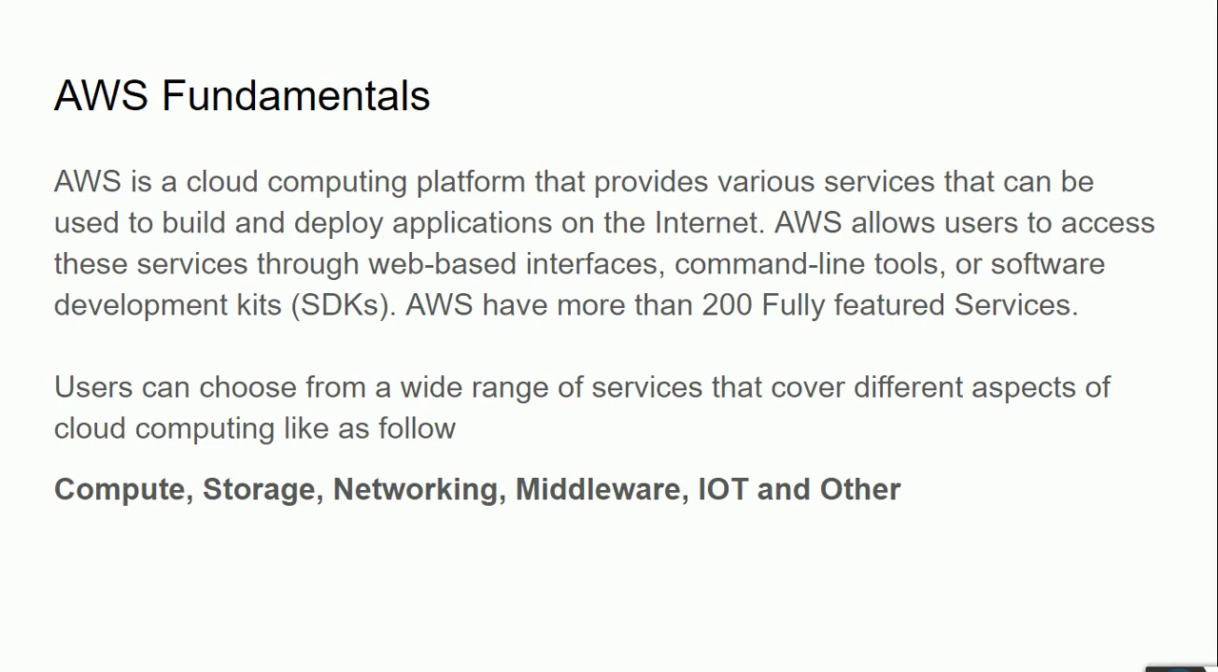AWS allows users to access these services through web-based interfaces. Amazon provides a simple web portal to access these services, as well as a command line tool or a software development kit. So Amazon provides multiple ways to access those services. AWS has more than 200 fully featured services. Users can choose from a wide range of services that cover different aspects of cloud computing.